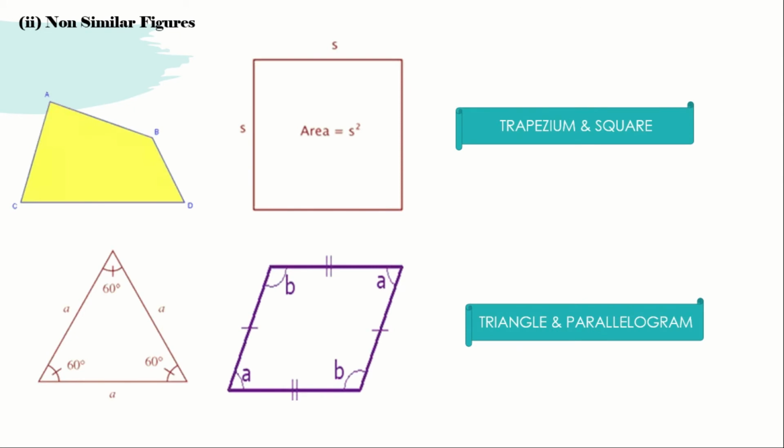Moving on to non-similar figures. Non-similar figures means the size and the shape differ. Here the first example is a trapezium and a square. Trapezium and square both have different shapes and also different sizes. So it is a non-similar figure. Second example is a triangle and a parallelogram. Triangle and parallelogram have different size and different shape. So both are non-similar figures.